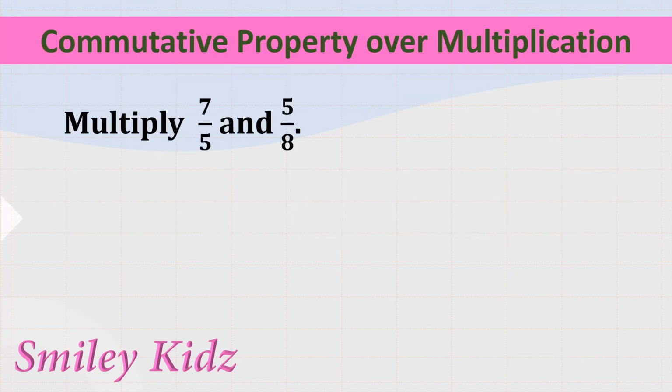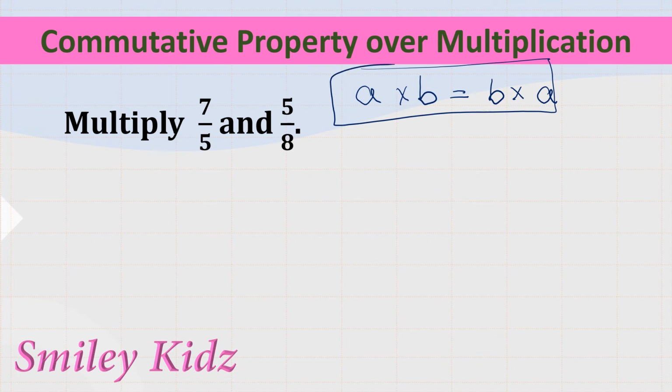Commutative property over multiplication. Multiply 7 by 5 and 5 by 8. So the property is a multiplied by b is equal to b multiplied by a. So let's see whether this property is satisfied or not. First, let's do a multiplied by b. That is 7 by 5 multiplied by 5 by 8.